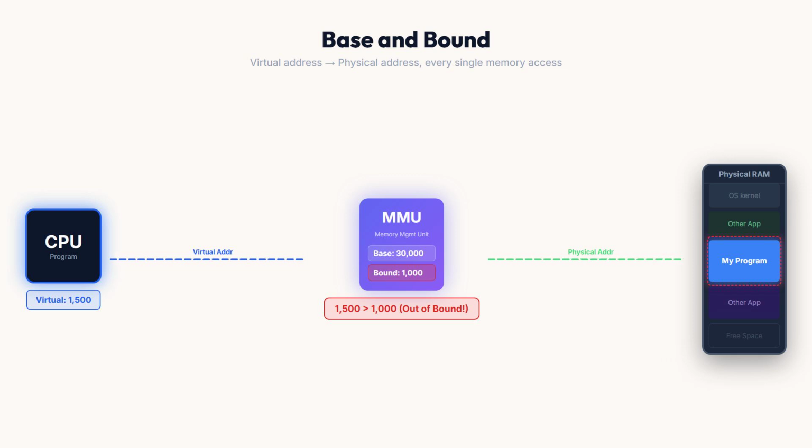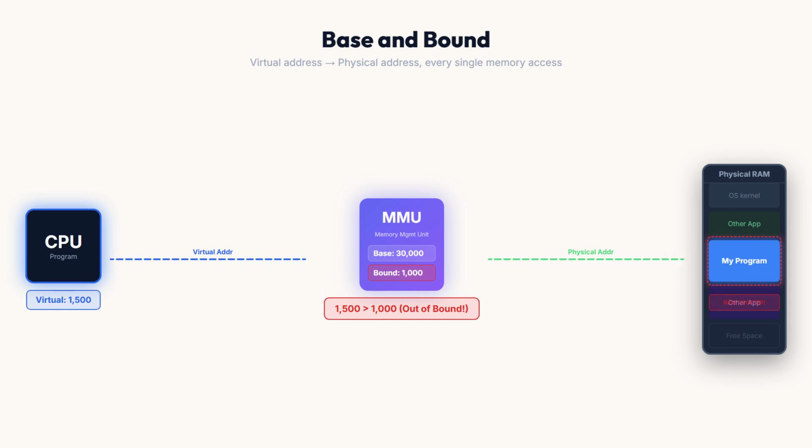But now, imagine the program tries to access address 1500. Again, the MMU performs the same check. Is 1500 smaller than 1000? No. At that exact moment, the hardware knows the program is attempting to reach outside its assigned memory region.